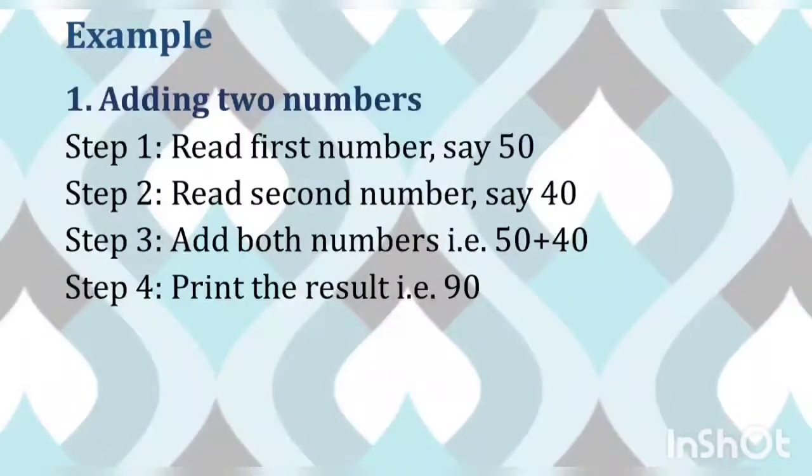Then read the second number. The first number is say 50, the second number is say 40. You're going to add both the numbers, 50 plus 40, and then finally you're going to print the result. So this is the step-by-step procedure which you need to follow to add two numbers.